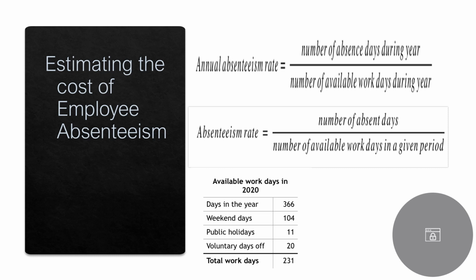First, we need the number of absent days. These are the numbers of days that an employee was 100% absent. This can be found in our company's Human Resources Information System software that includes an absent tally. Second, we need the number of available workdays in a given period. To calculate the number of available workdays, take the number of days in the year minus weekend days, public holidays, including mandatory company days, and voluntary days off, such as vacation days and special days.